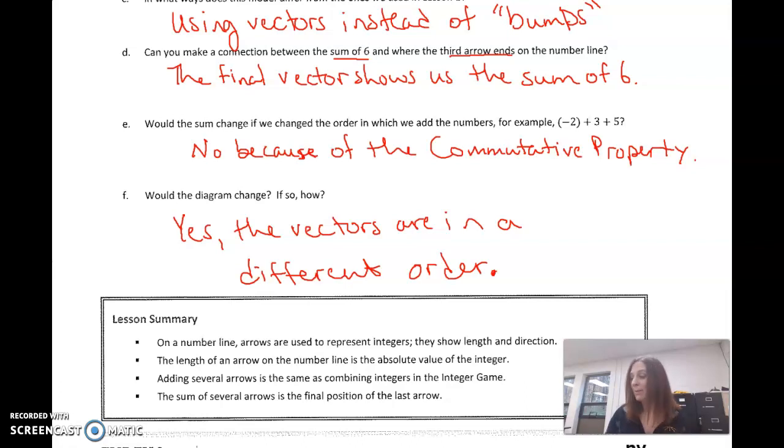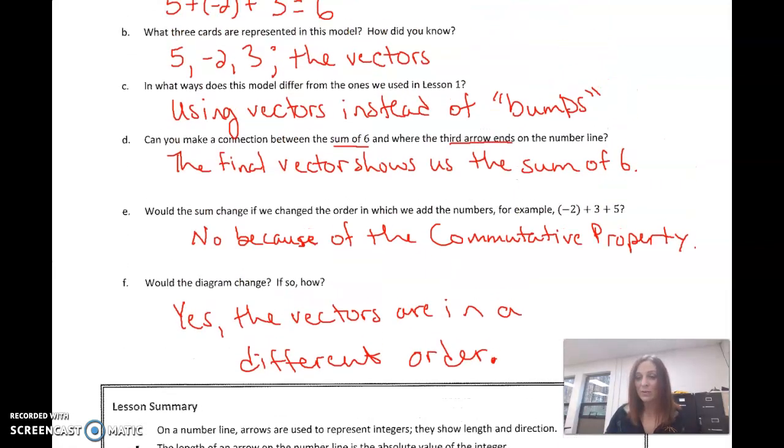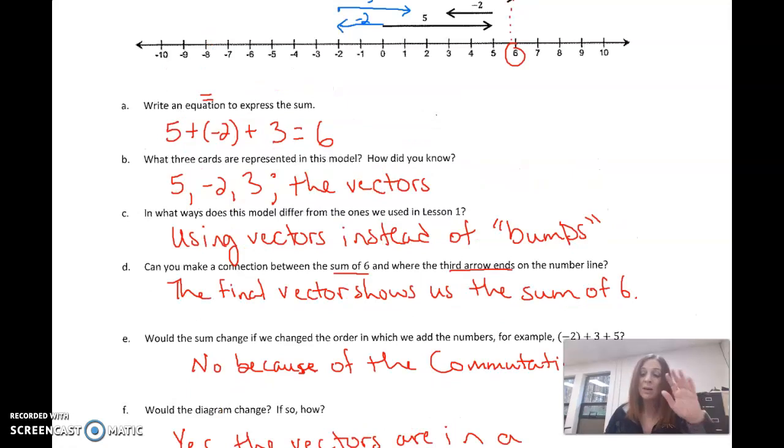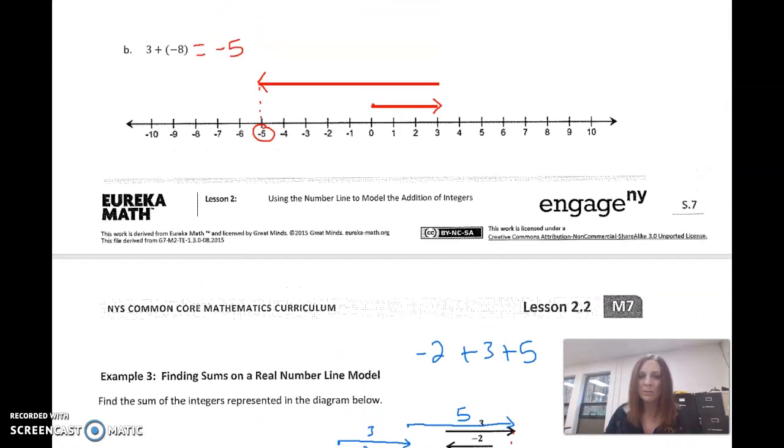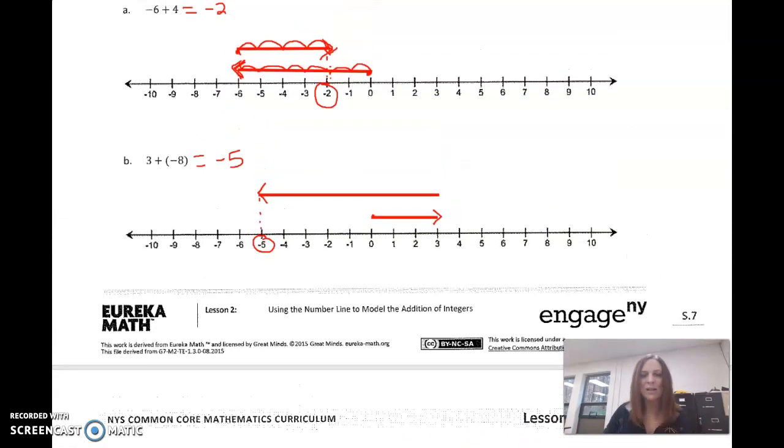Okay, so the big difference with this lesson is that we're starting to use vectors instead of the bump method. But remember, if you are more comfortable with that bump method or hops or however you want to say it, feel free to draw vectors over it. The important thing is to make sure you're going the right absolute value, the right distance, and the right direction.